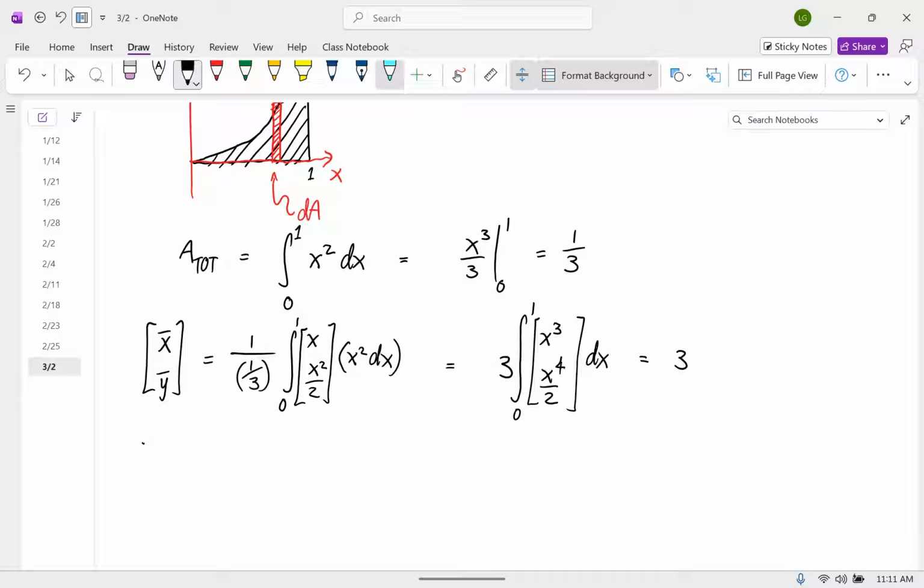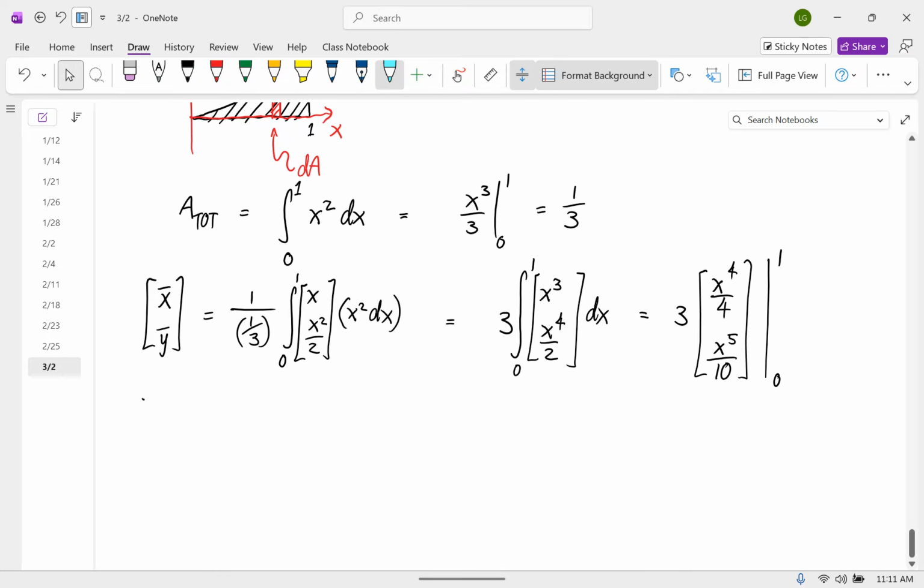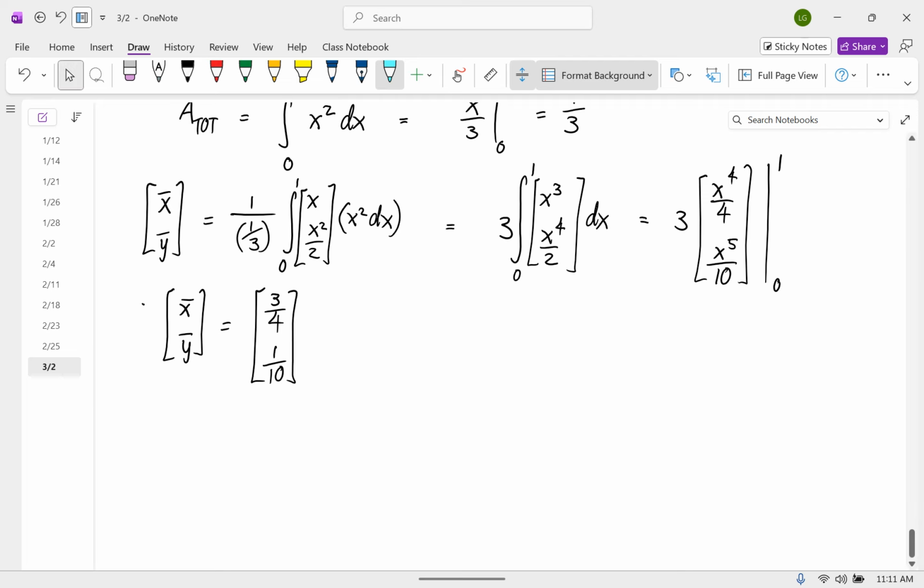And so this is 3 times x to the 4th over 4, x to the 5th over 10, evaluated from 0 to 1. And so x bar, y bar is equal to 3/4 for x and 3/10 for y. Wow, that came out so nice and clean.